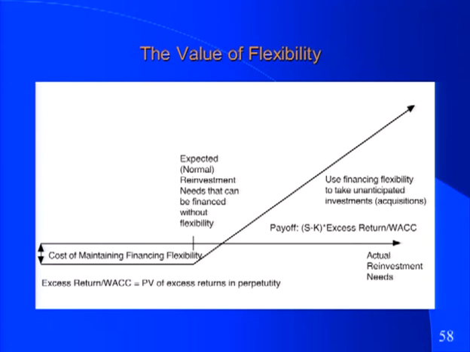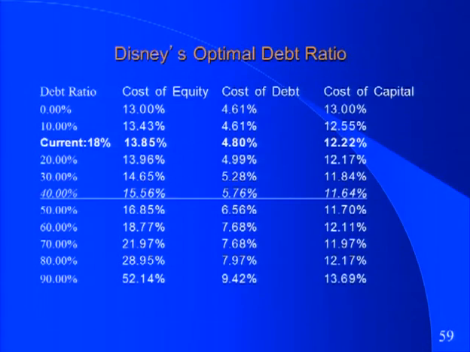Here's what I'm going to do. I'm going to take Disney from way back in time. This was from an optimal debt ratio that I did for Disney in 1998, in the first edition of my book. I could do this with the more recent one too, but let me go back in time. The optimal debt ratio I arrived at for Disney was 40%, and the cost of capital I had at the optimal was 11.64%. So you can see that I chose the optimal as the point at which my cost of capital was minimized. So this is corporate finance 101.